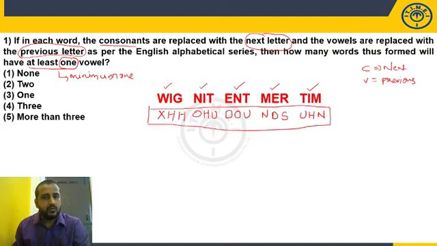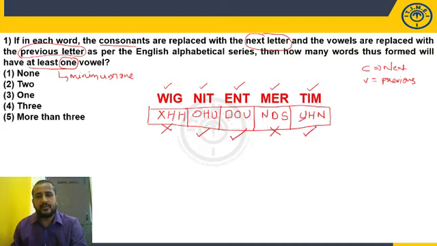X, H, H, no vowel. There is no such vowel in this word. What about this O, H, U? Yes, there are two vowels, but we require minimum one, so it is satisfying the condition. D, O, U, yes, we have the two vowels, O and U, so it is also satisfying the condition. N, D, S, there is no such vowel, all these three are consonants, so not satisfying the condition. U, H, N, yes, U is a vowel, so satisfying the condition, because at least one vowel is required in the newly formed words. So how many words are there? 3 words. 1, 2 and 3. Answer is 3, but it is in choice 4. So choice 4 is our answer.